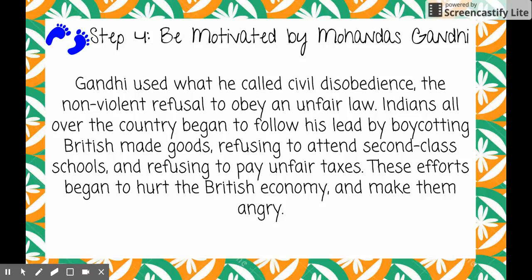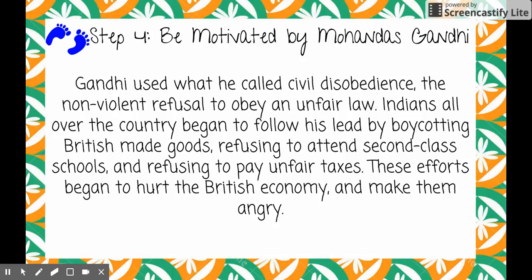Gandhi used what he called civil disobedience. And this term, civil disobedience, we will also talk about a lot. Gandhi and civil disobedience go together. The nonviolent refusal to obey an unfair law. Indians all over the country began to follow his lead by boycotting British-made goods, refusing to attend second-class schools, and refusing to pay unfair taxes, just like the salt tax. These efforts began to hurt the British economy and make them angry.